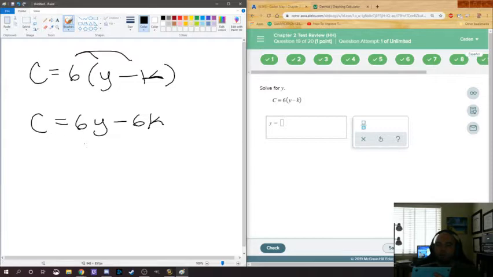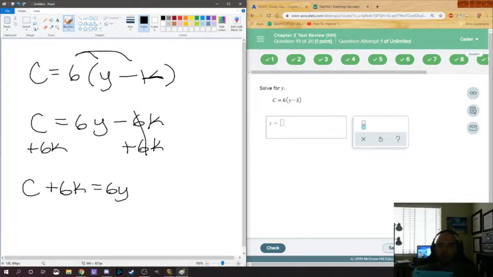And then the question becomes, how do I get this y by itself? Well, normally you add or subtract first to get something out of here. You can add 6k. It's totally fine. This gives you c plus 6k equals 6y. Yes, I can't combine the c and the 6k. They just have to be written separately, side by side. Then the next step is to divide by 6. If you divide the right side by 6 like I did, divide the whole left side by 6. And that's literally the answer.